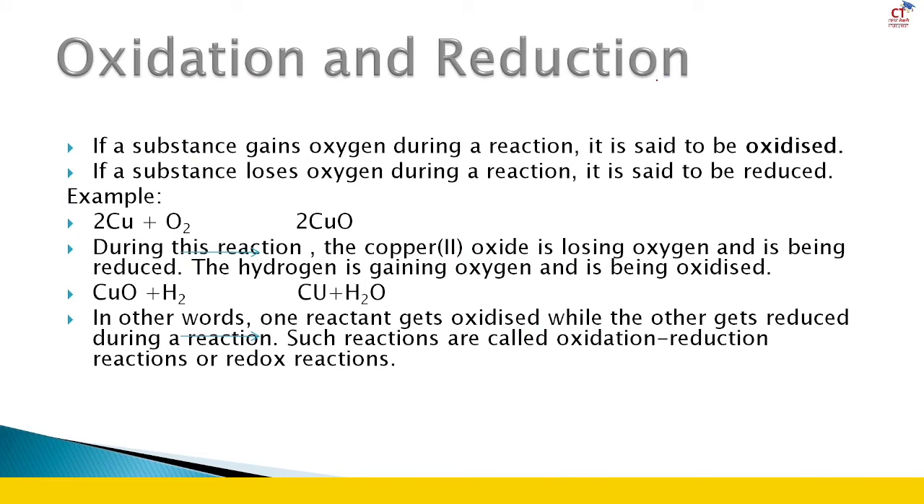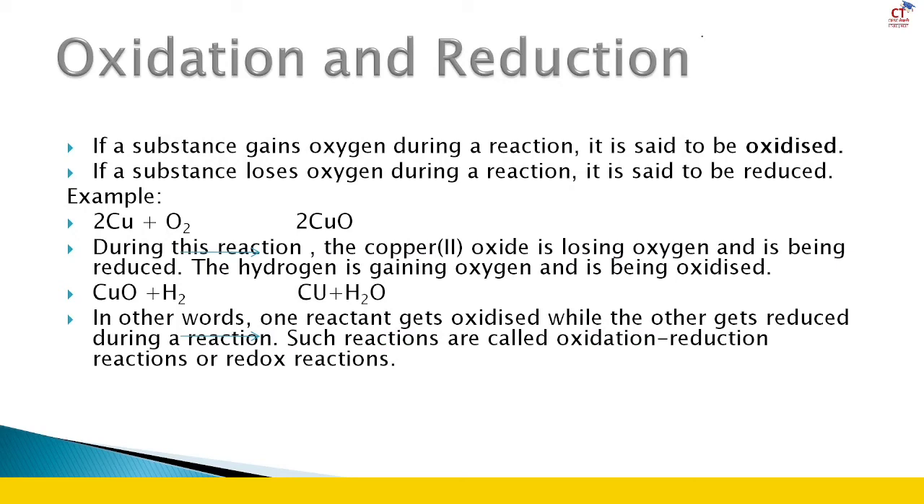Okay? And the last one is oxidation and reduction. What is oxidation? Oxidation is addition of oxygen and removal of hydrogen. A substance when it gains oxygen is said to be oxidized. Similarly, if a substance loses oxygen, it is said to be reduced. Let us understand what this oxidation and reduction is. Oxidation is addition of oxygen and removal of hydrogen, and reduction is completely opposite to that of oxidation, that is, addition of hydrogen and removal of oxygen.